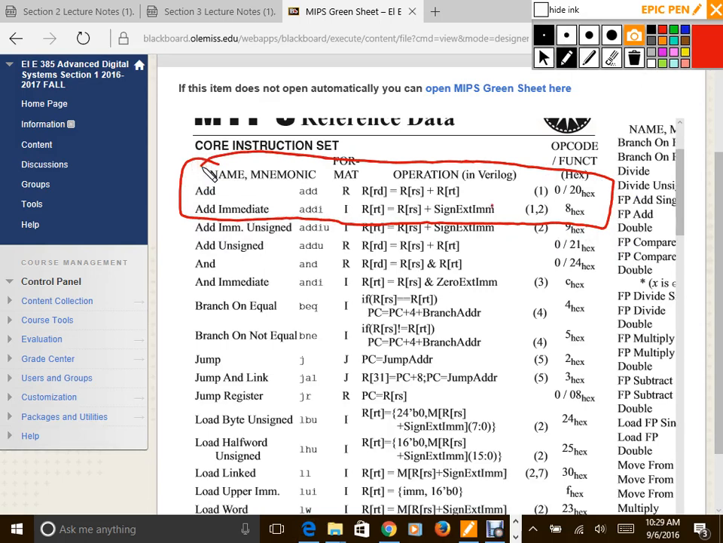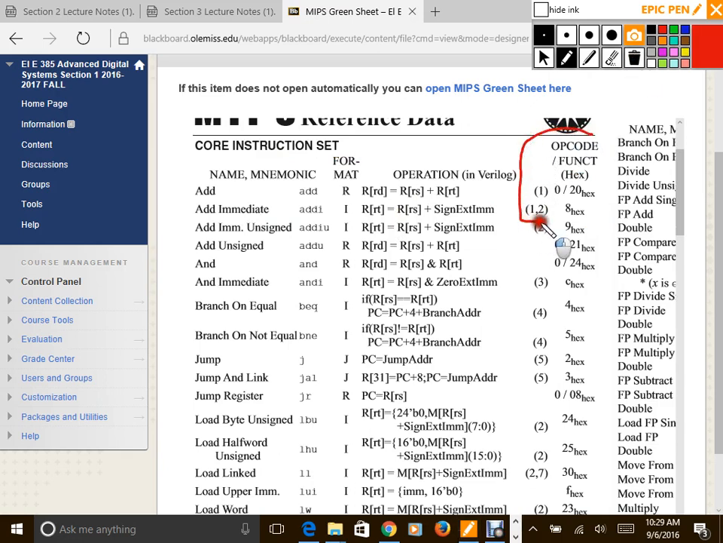For the I-type, it says sign extension immediate. That was our 16-bit immediate value, plus register RS, is stored in register RT. Now here, this is a common question. People see this and get confused, so let me clarify. Opcode / function in hex: if it's an I-type instruction, there's no function. If it's a J-type instruction, there's no function. Remember, the function is the 6-bit value at the end of the instruction for R-type. So if you have both, that means it's opcode / function. If you only have one of them, it's just the opcode.